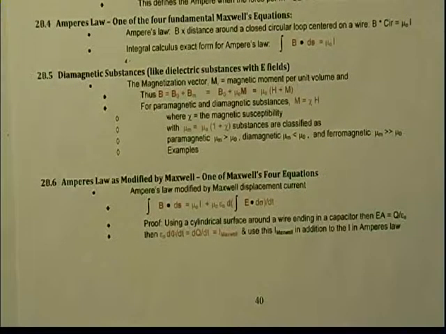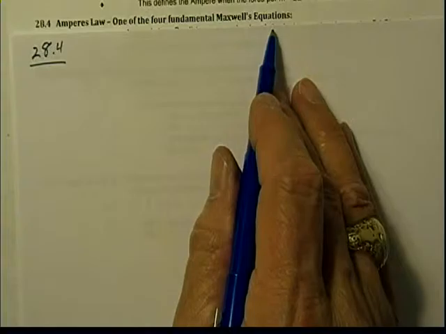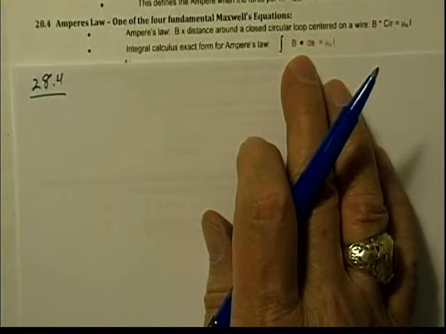Okay, we're continuing our work now on the fourth module in our chapter on magnetic field sources, chapter 28. This will be section 28.4, where we are going to discuss Ampere's law, one of the four fundamental Maxwell's equations. Ampere's law is given by the following equation. Although this is in vector calculus, I think you can follow what this is.